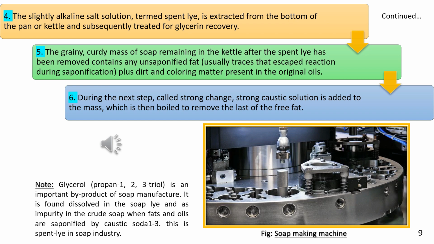So, at this point, the curdy mass of soap remains in the kettle. And in this step, the spent lye has been removed. And the spent lye consists of unsaponified fats that are not saponified during the process of saponification, and it also consists of dirt and coloring matter.